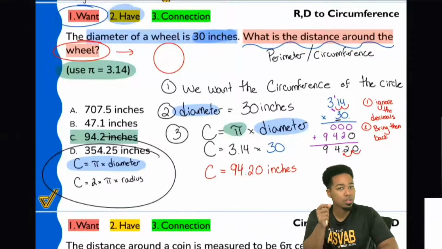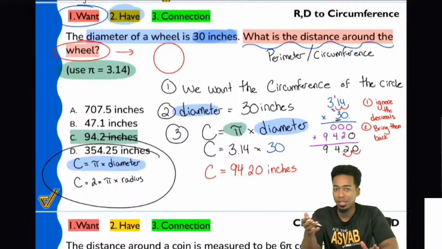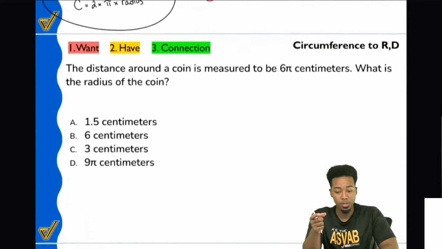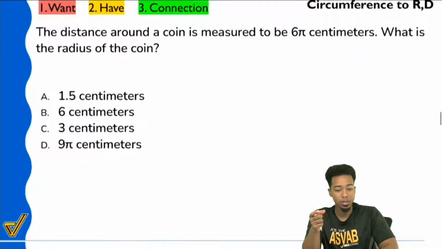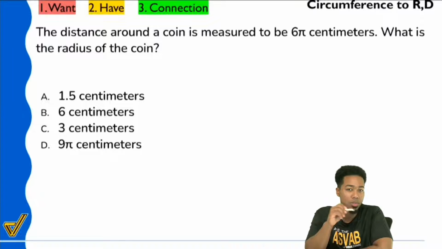So let me show you an example of a problem that you should be prepared to do, because it's the same idea. It's still circumference, but you need to learn how to work backwards. So let me show you this. The distance around a coin is measured to be 6 pi centimeters. What is the radius of the coin? So let's go ahead and learn how to tackle this. And I'm going to show you why it's actually not that crazy to do. Very, very doable, but I want to give you the confidence that you need.